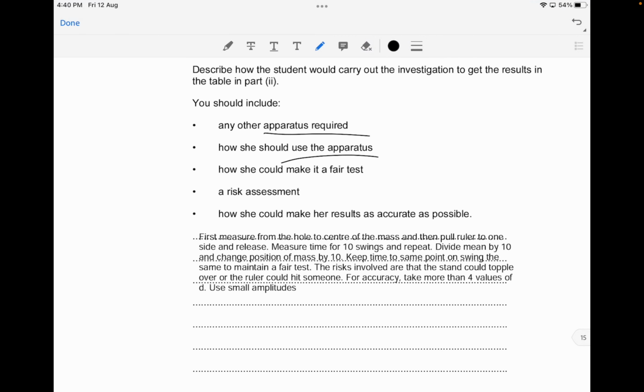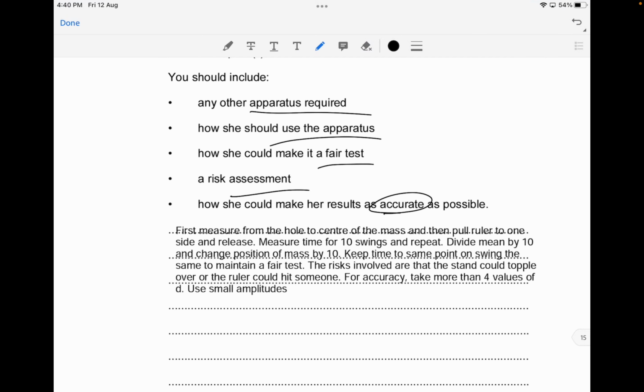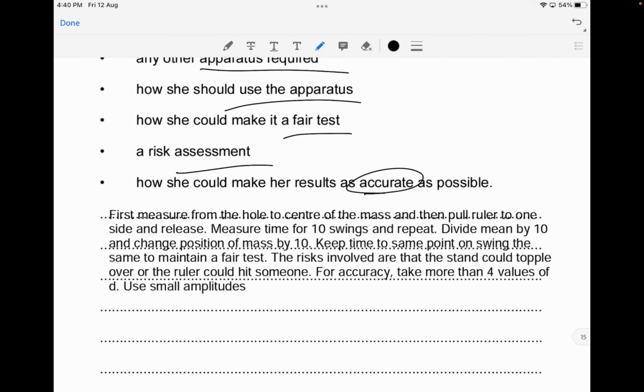You have to include how she used it, how to make the fair test, how to create a risk assessment, and how she can make her results as accurate as possible. So you're looking at accuracy. The answer that I've written down is that first she has to measure from the hole to the center of the mass, and then pull the ruler to one side and release.